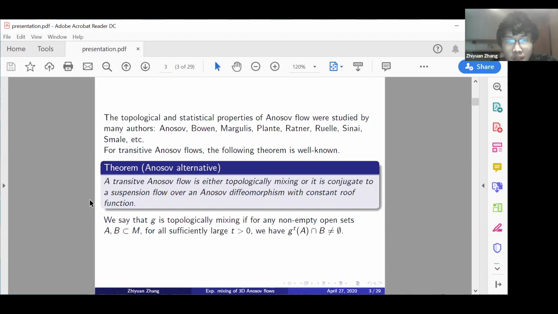Okay, then there were a lot of previous studies about this Anosov flow. For transitive Anosov flows, the following theorem is well known. A transitive Anosov flow is either topologically mixing or it is conjugate to a suspension flow over an Anosov diffeomorphism with constant roof function. And we say that g is topologically mixing if for any non-empty open sets A, B and for all sufficiently large T, g^T(A) intersects B non-trivially.